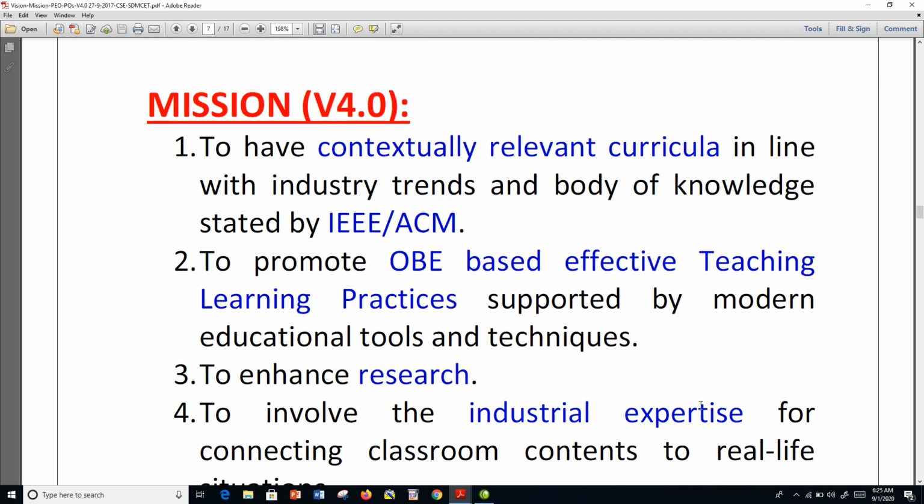Now look at that. Our syllabus, we make it contextually relevant. There is a body called IEEE ACM. We refer to that one and we look into what is to be learnt, what is the depth, whether core or elective, how many credits and all. We do look into that so that we are always contextually relevant as far as the curriculum is concerned.